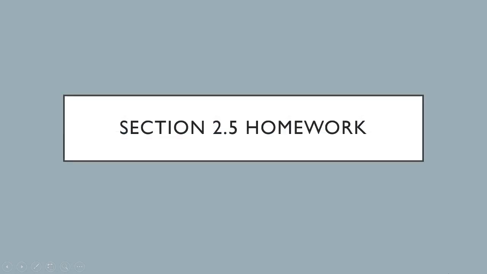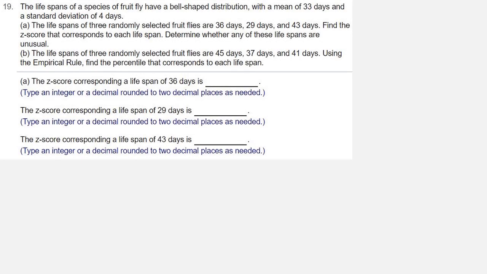We're looking at homework from section 2.5. This is question number 19. The lifespans of a species of fruit fly have a bell-shaped distribution with a mean of 33 days and a standard deviation of 4 days.